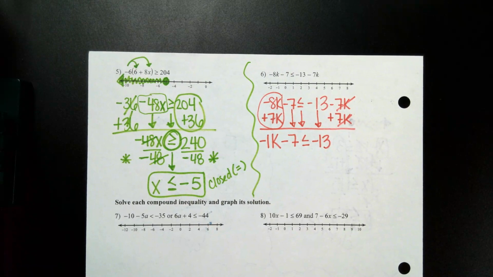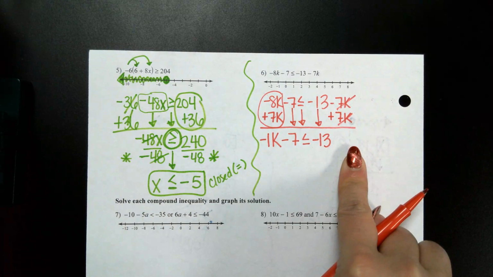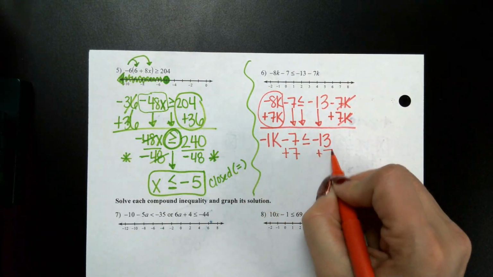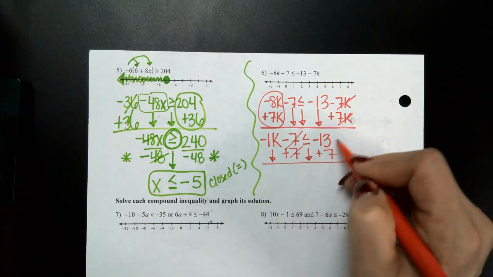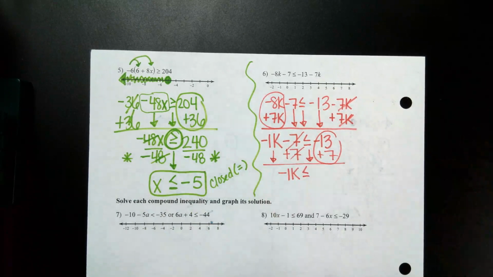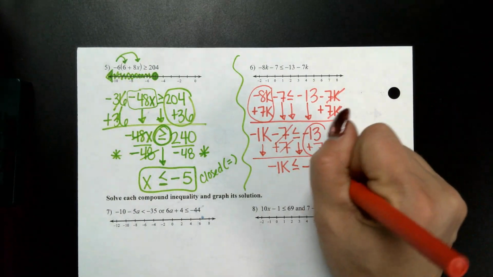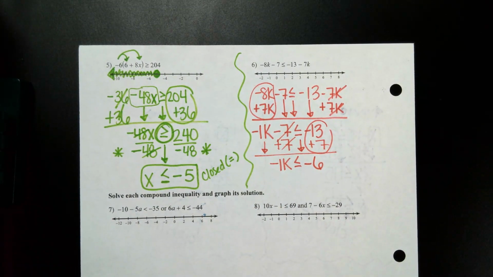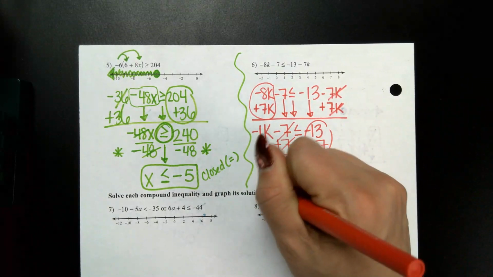What next? So now this is just the typical 2-step that we were doing before. We're going to get rid of the -7 by adding 7. So -1k comes down, symbol comes down, and then -13 plus 7 is what? -6. One more step. So good. You guys are pros.